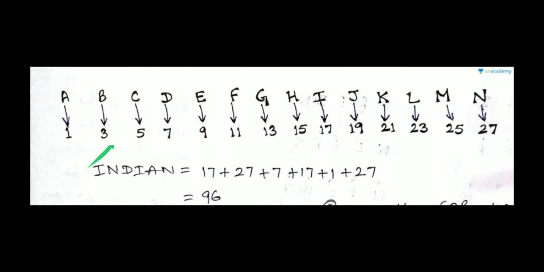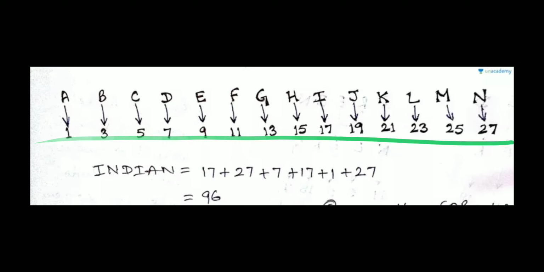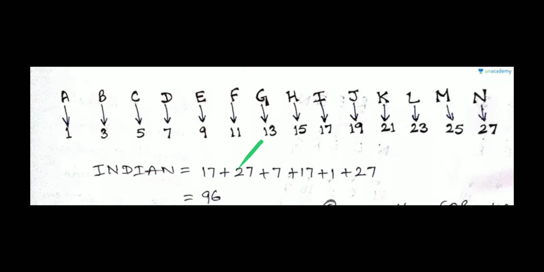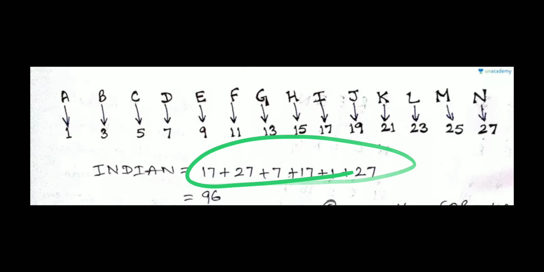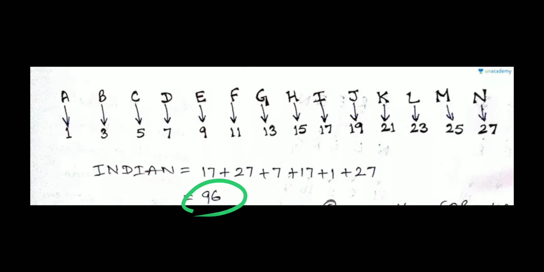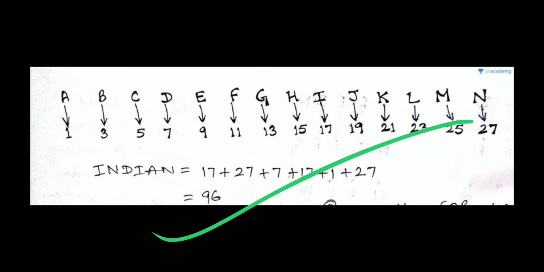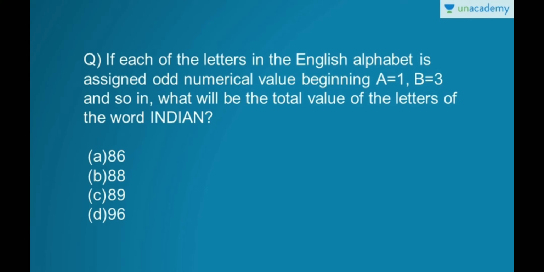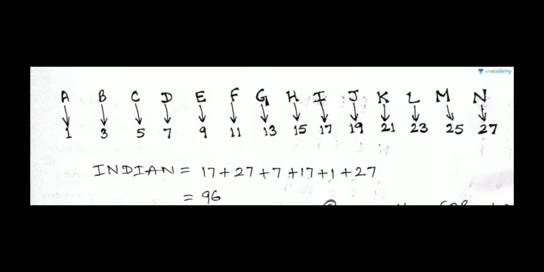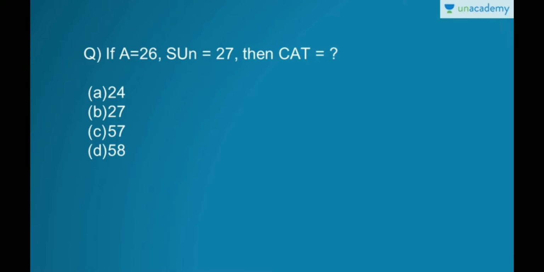Okay, I is at 17th, so write it down. N is at N's position. According to this coding, it is 27. Similarly we will do it for all the other letters, and after adding, you will get 29. Sorry, you will get 96. I'm really sorry for that. You will get your answer as 96. So the answer is 96. Okay, now let's move on to the next question.